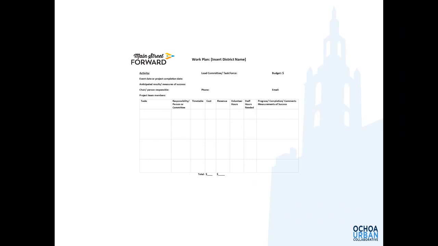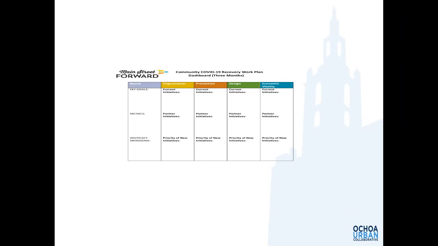And so I would encourage you all to think about what you are going to do over the next 3 months, and taking that forward and providing some tools and metrics, and organizing that using the Main Street 4-point approach. That's always helpful.